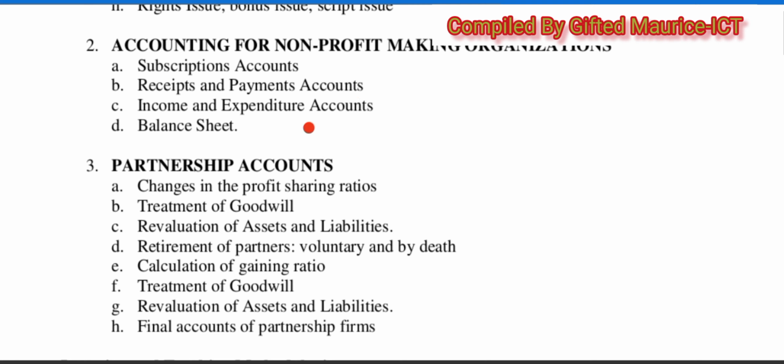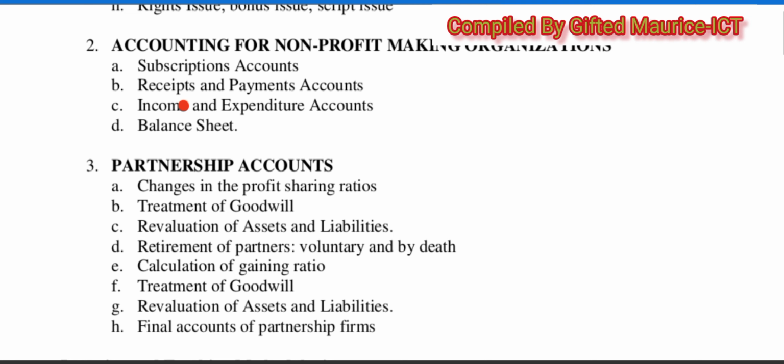And the equivalent of the income statement is what we call an income and expenditure account. So that means that in this kind of organization, we have the income and expenditure account, which in a profit-making organization is called an income statement. And you know, the income statement is to help you determine whether you are making a profit or a loss. So in this case, you will be looking at the income and expenditure.